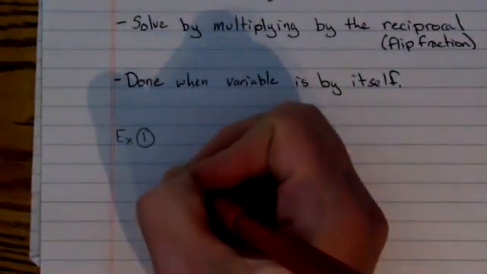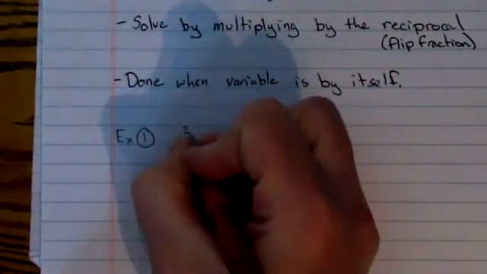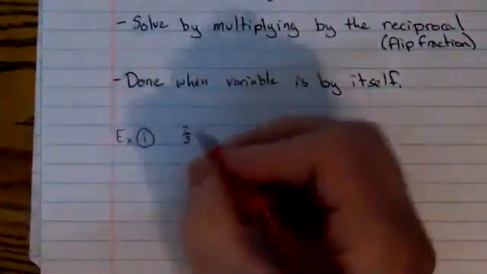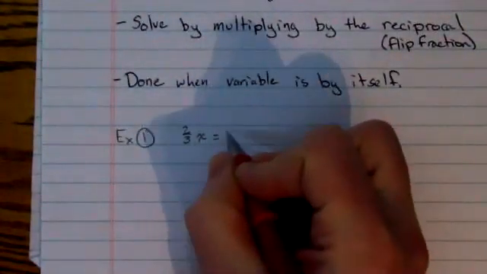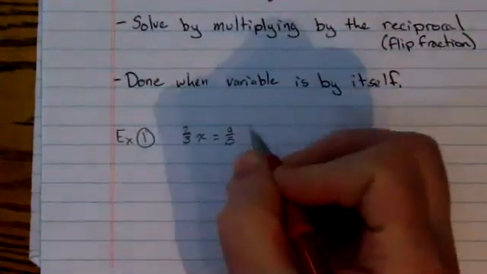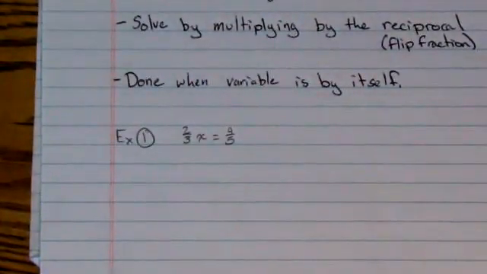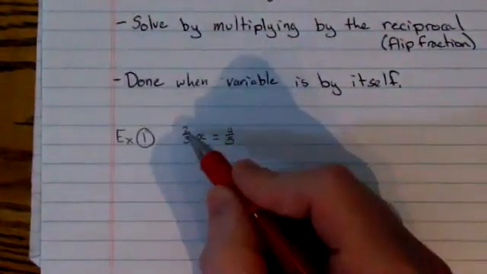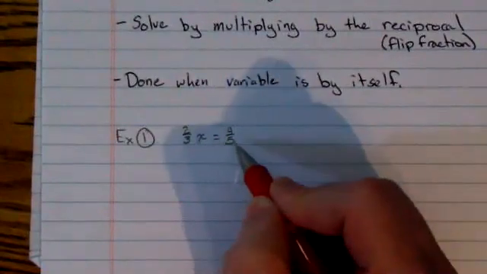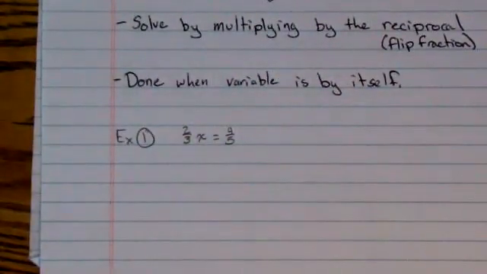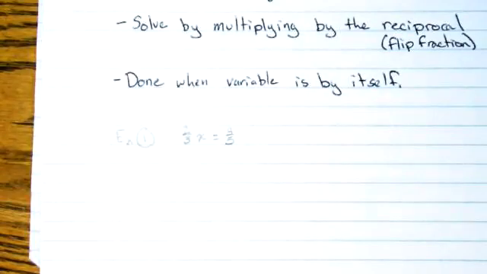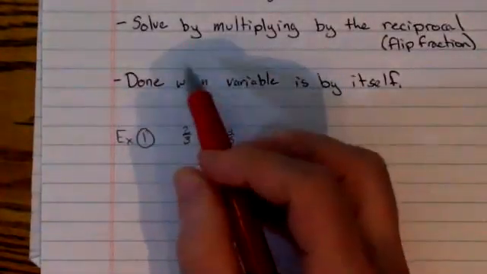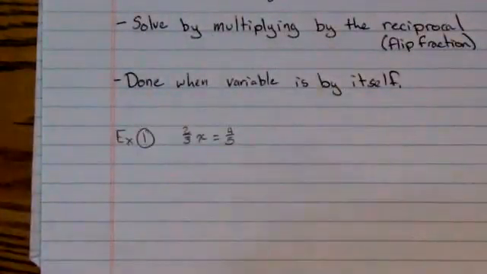Example 1 is 2/3 x, so 2/3 times the value x equals 4/5. So we have a bunch of fractions going on here. If you remember, a number next to a variable means multiplication. So we have 2/3 times the value x equals 4/5. Let's see here. All right. So, I talked about solve by multiplying by the reciprocal.